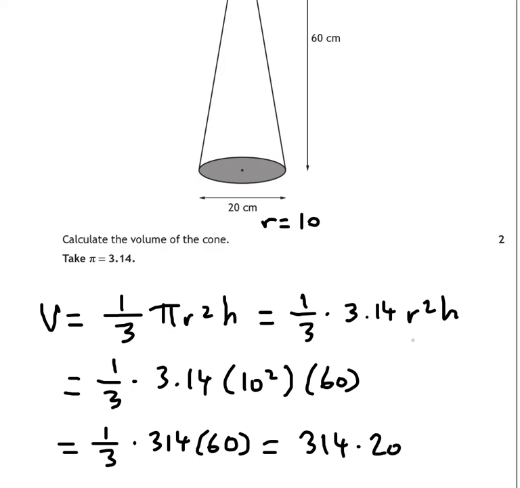And then we just work that out by multiplying by 2 and then by 10. So 314 times 2 is 628. And then we just stick a 0 at the end. So 6280. And that would be in centimeters cubed.